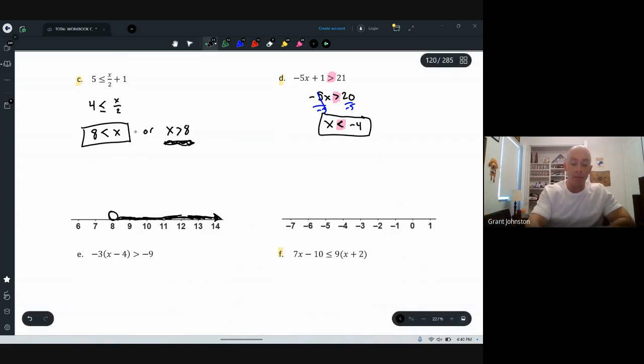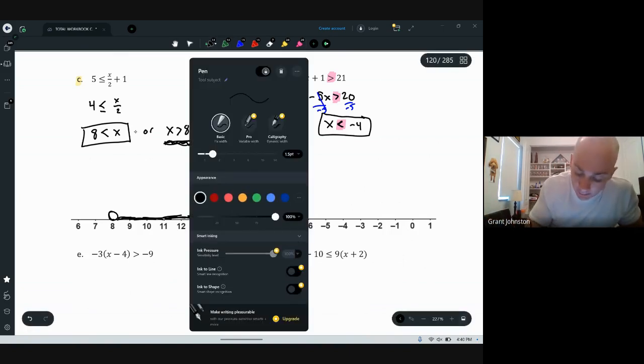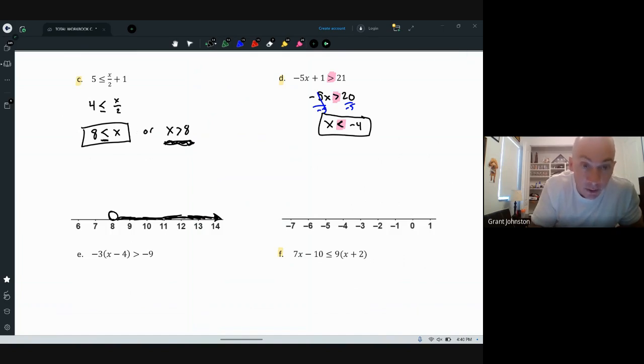And I made a little error on the last one. I forgot, sorry about that. This was equal to. For whatever reason I didn't write it down. This should be a closed circle. Whoops. Okay. So sorry. On D, x is less than -4. So open circle at -4. Everything less than that is this way. Sorry about that on that last example.